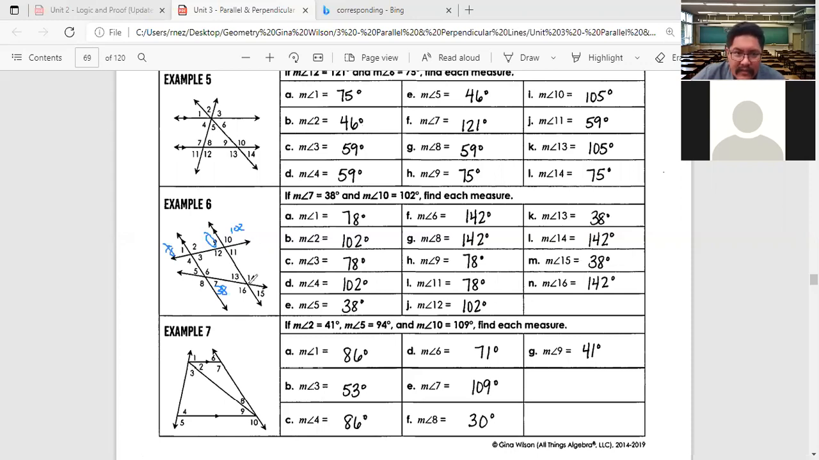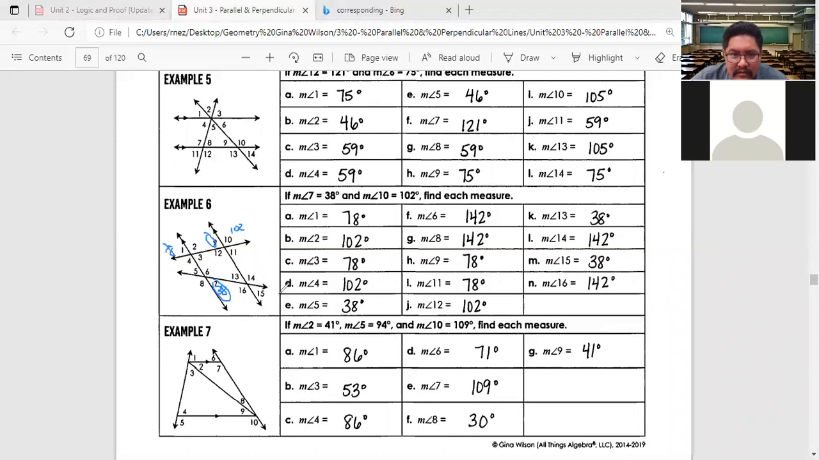So angle 13 would be this one here. And it looks like it would be alternate interior to this one. We know that alternate interior angles will be congruent, so we just drop that in there. And this usually gets a little bit easier as you go along because now you have more information to choose from. You have more possibilities of getting that information that you're looking for.